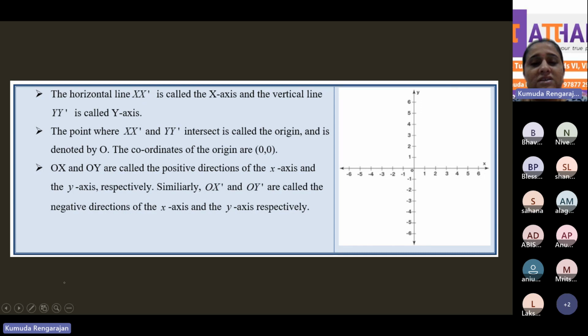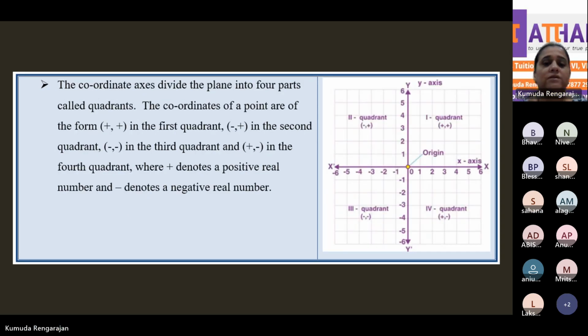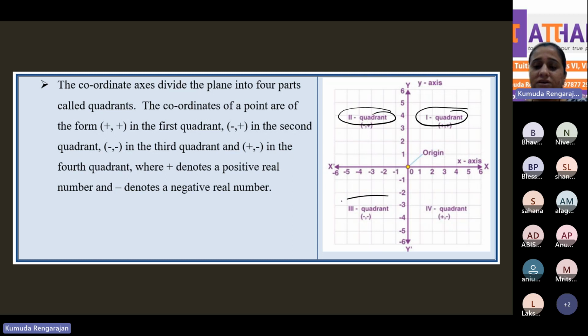So these are the details you have on the slide. And then the coordinate axes divide the plane on which they lie into four quadrants. The x-axis and the y-axis divide the plane into four quadrants. This is called the first quadrant. This one is the second quadrant. This is the third quadrant, and this is the fourth quadrant.